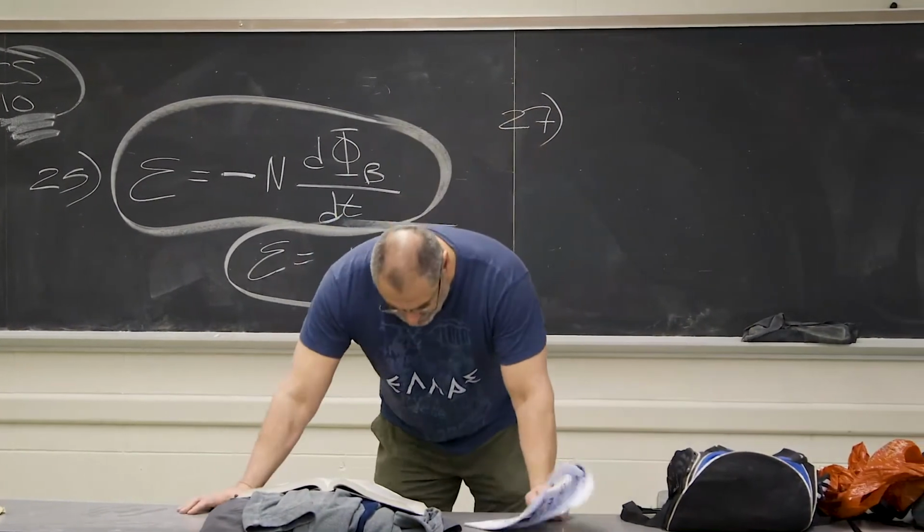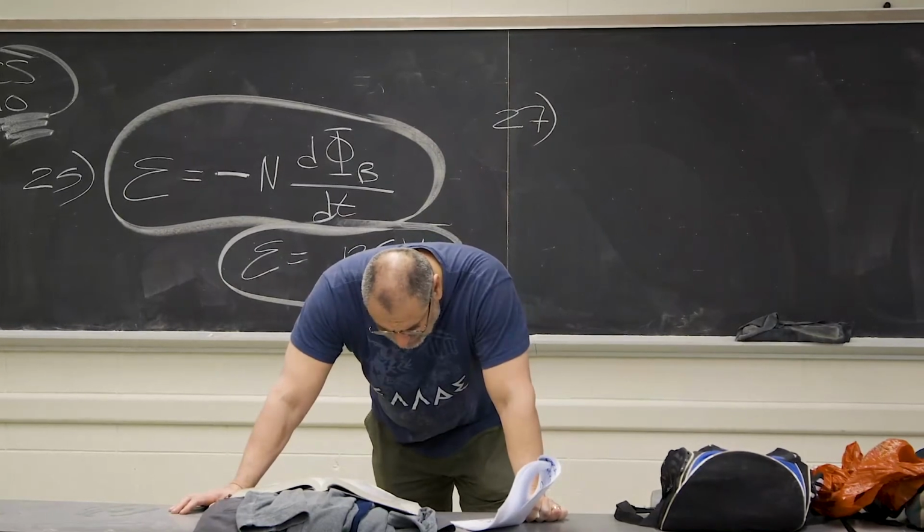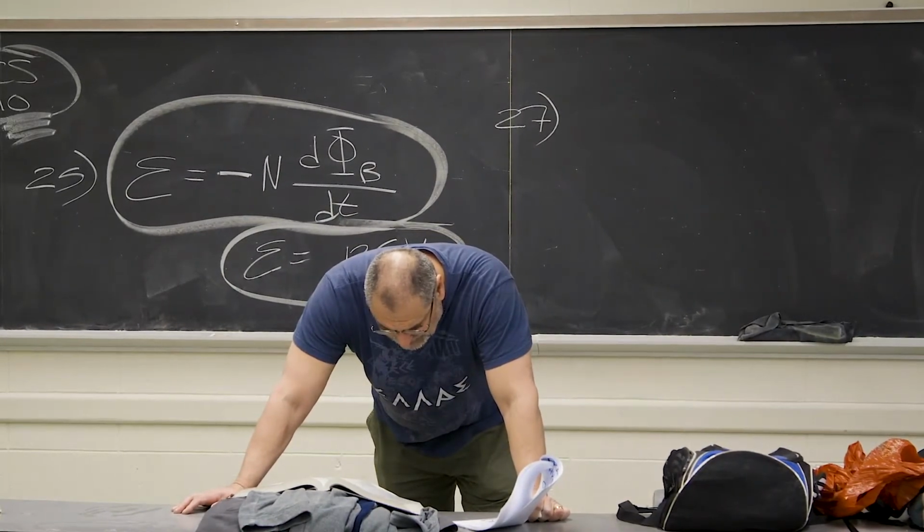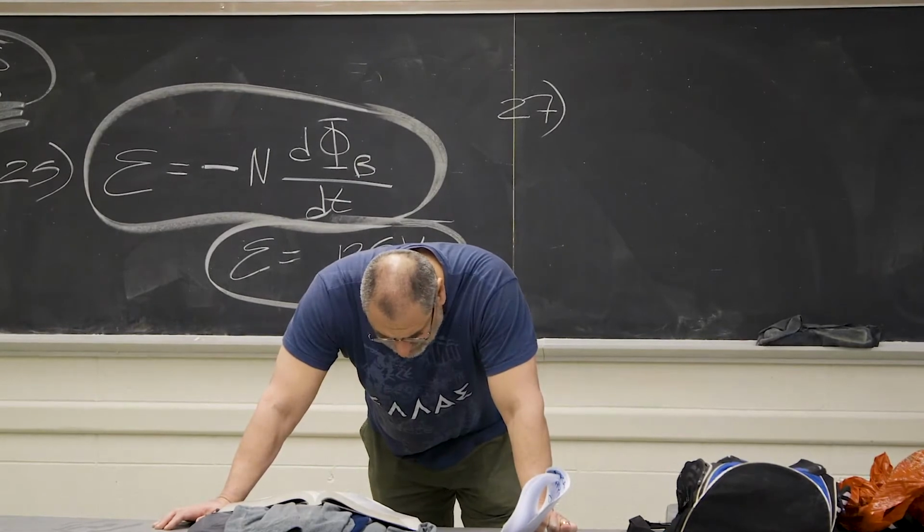27 is asking the question: a vibrating copper wire is magnetized so that it produces a variable magnetic field given by the following equation that they have in the book.